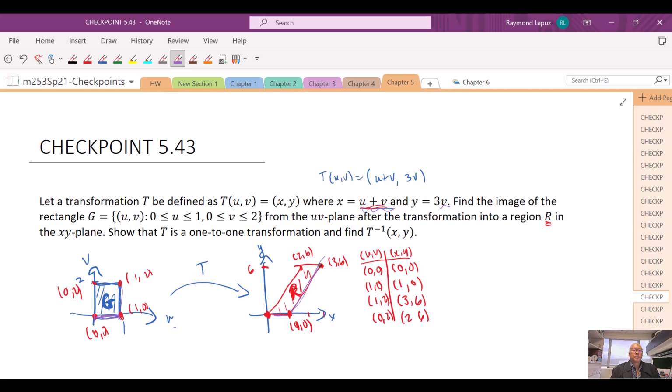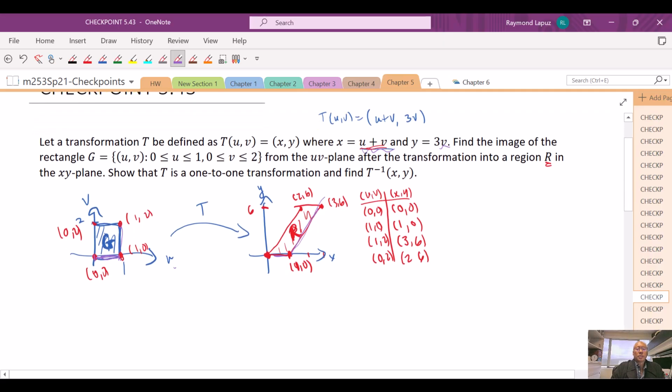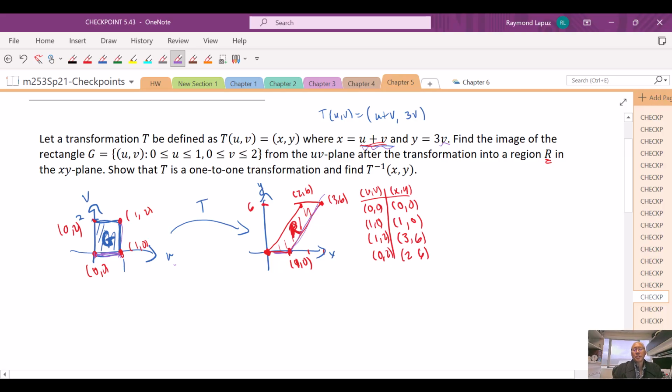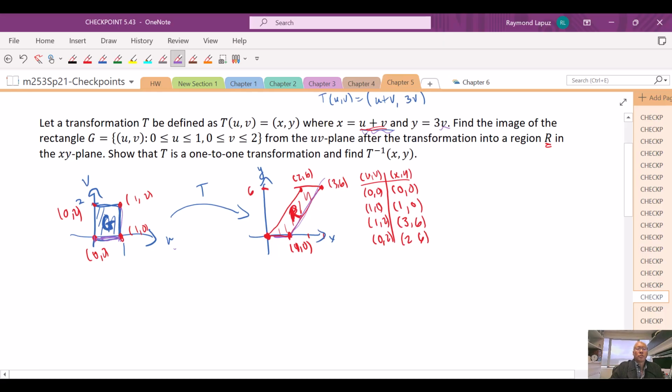So that's our image. To show that T is 1-to-1, first of all, because it's a linear transformation, it's going to have to be 1-to-1, well, 1-to-1 according to this. But the more formal way of showing that something is 1-to-1 is to suppose that your outputs of two different points, like u sub 1, v sub 1 is one point, and then we put that into the transformation, and we put a different point, u sub 2, v sub 2. If they're equal, then that means the u's and v's have to be equal.